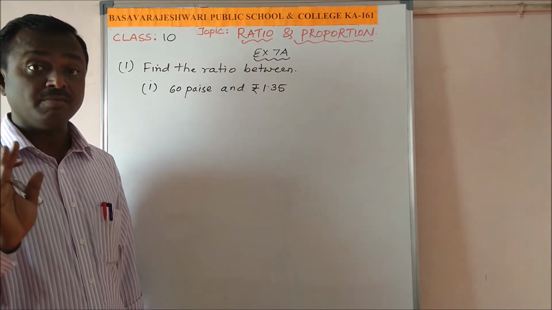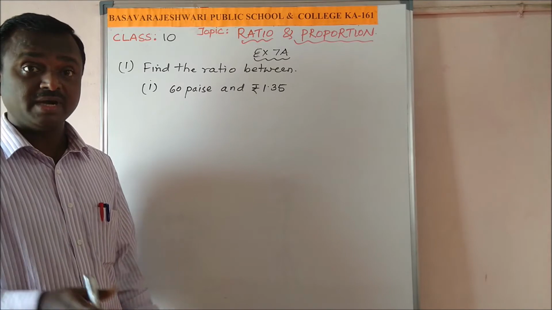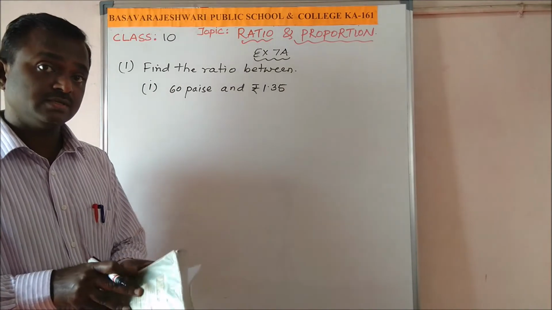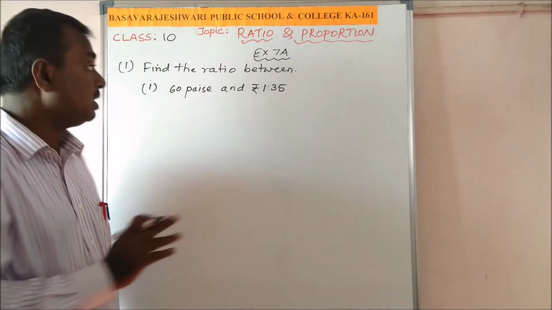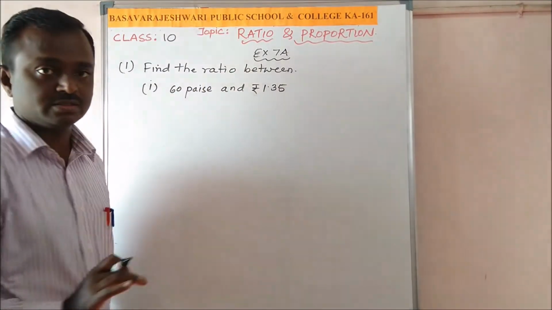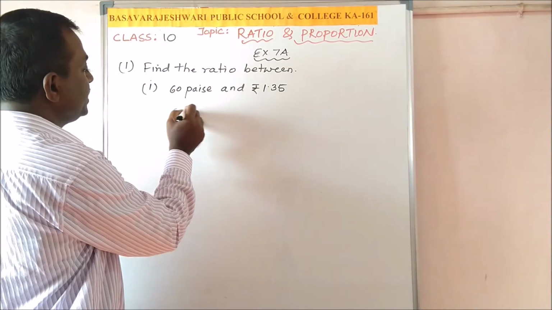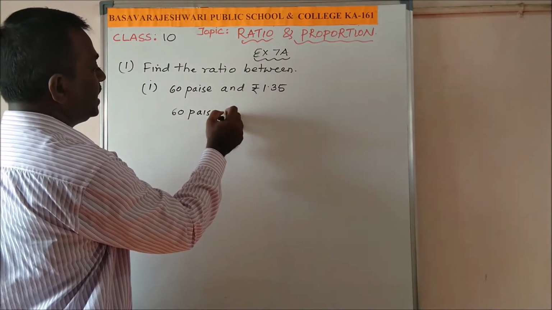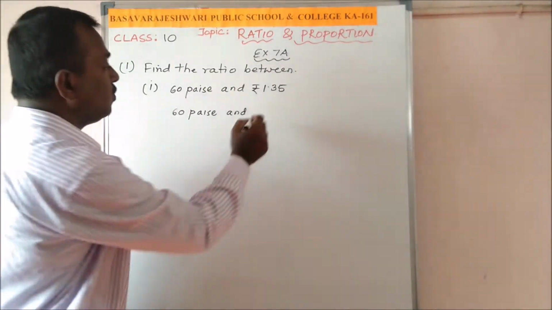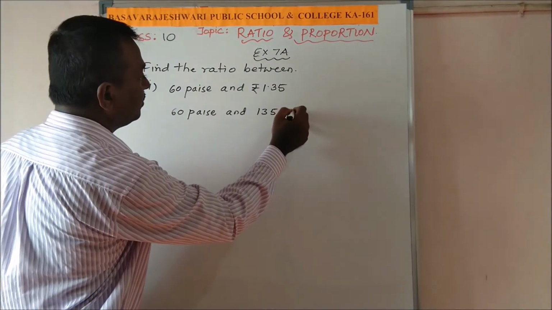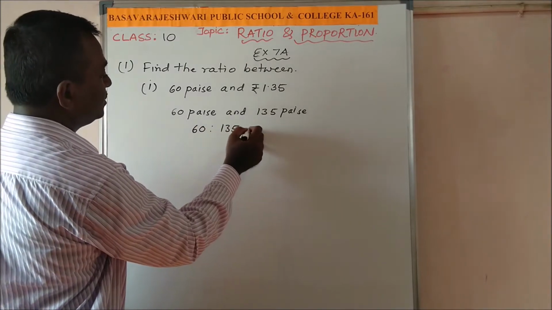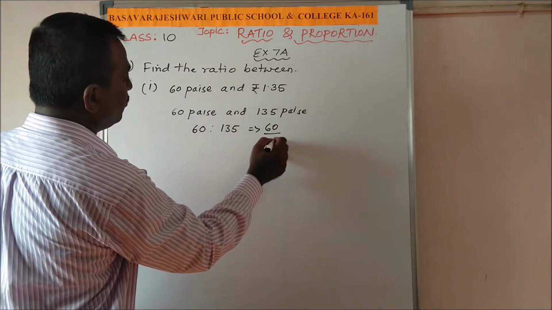The same kind is there, but same units? No, because one is in paise and the other is in rupees. Therefore, we have to convert this into rupees. So 60 paise and 1 rupee 35 paise: 1 rupee means 100 paise, 100 plus 35, 135 paise. So you have to find the ratio, 60 is to 135. This implies 60 by 135.